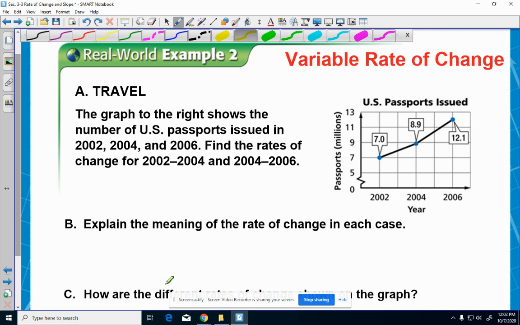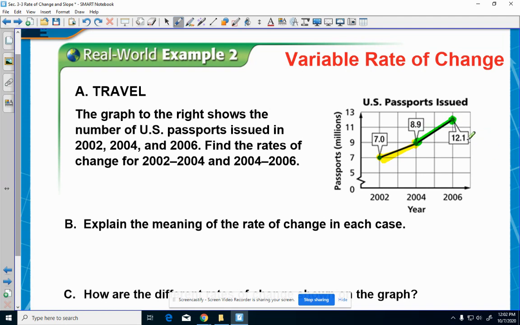So do me a favor, girls. What is the rate of change from this point here to that point there? So that little distance right there. And then guys, I'd ask you the same thing. What's the rate of change from this middle point to that end point? See if you can take a second.